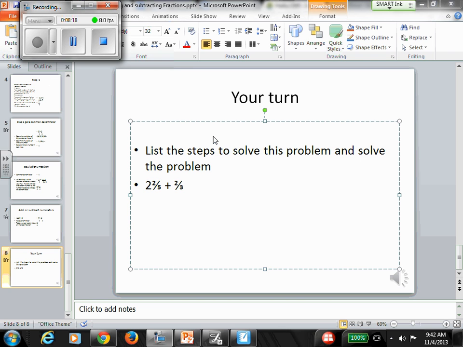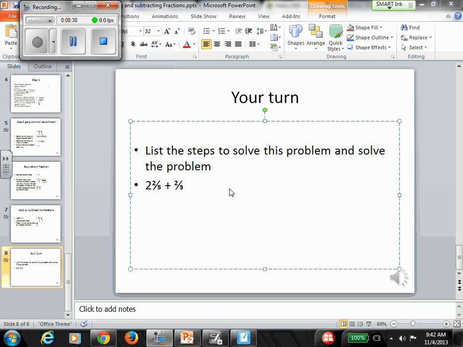Now it is your turn. I want you to do the exact same thing I've just done. You're going to list the steps that are involved to solve this problem: 2 2/5 plus 2/3. I also want you to solve the problem.